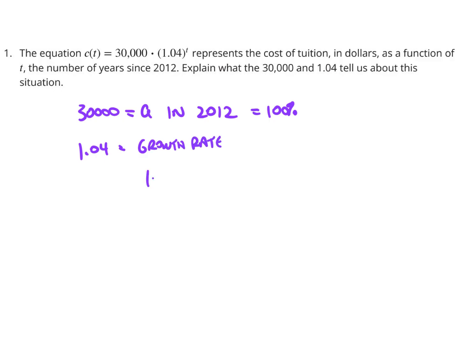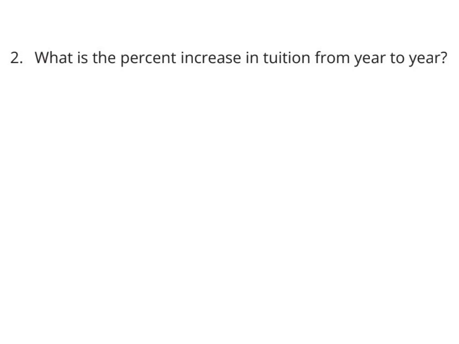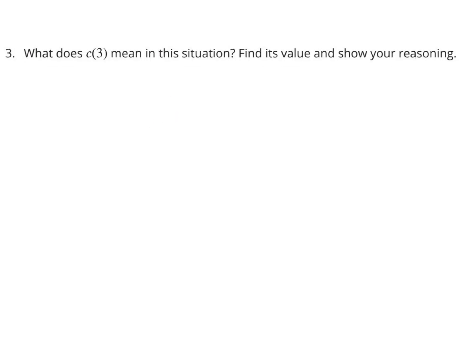It's our original amount, our original percentage, plus 4% growth. So this is the growth percentage. The growth percentage is not the growth rate, and you must understand that. And we calculated the percent increase from year to year as 4%. Now, what does C of 3 mean in this situation? C of 3, since the input is our exponent, that's our variable, C of 3 must mean 3 years.